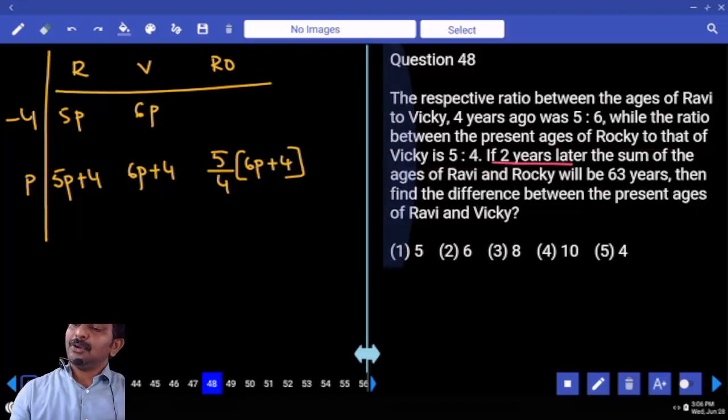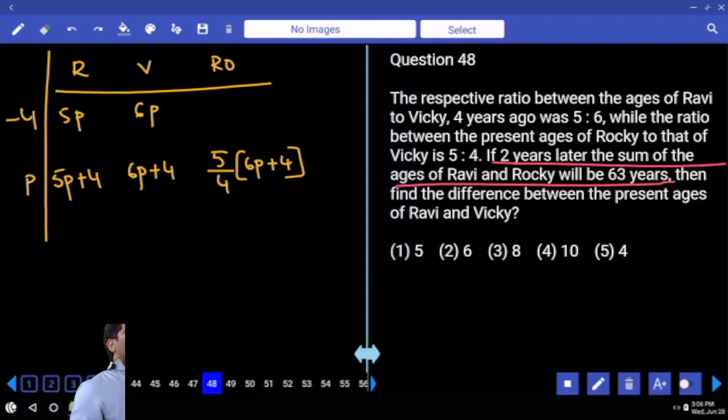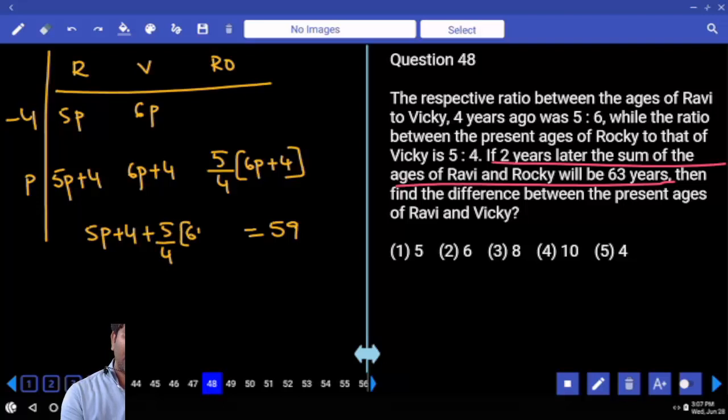Next, 2 years later the sum of the ages of Ravi and Rocky will be 63. After 2 years the sum is 63. If I want to get the ages at present for each member, we have to subtract 2 years. How many members are there? 2. That means we have to subtract 4 years. If we subtract 4 years, that becomes 50. Whose ages are these? Rocky and Ravi. That means 5 parts plus 4 plus 5/4 into 6 parts plus 4.